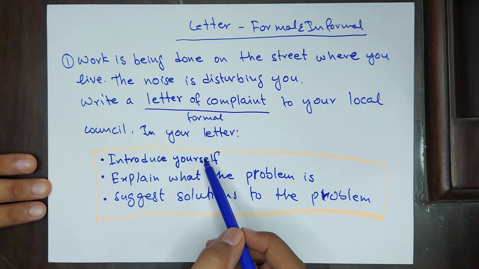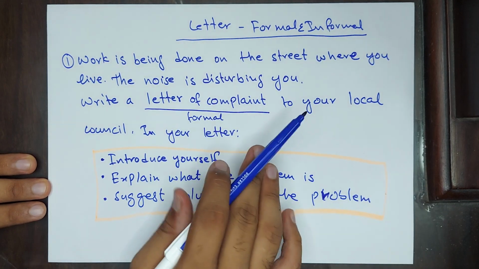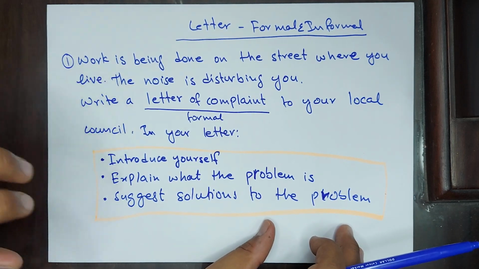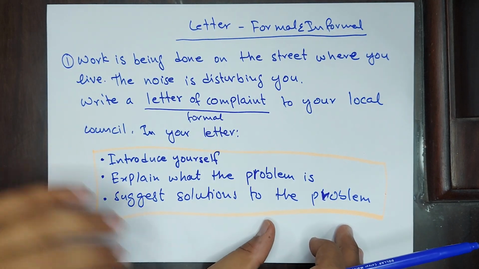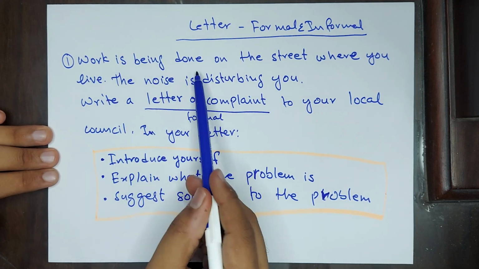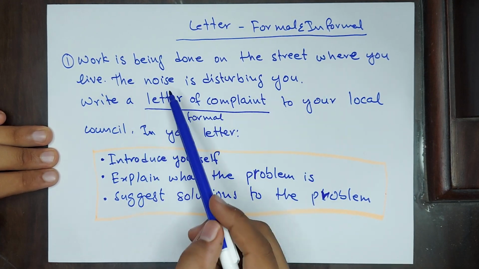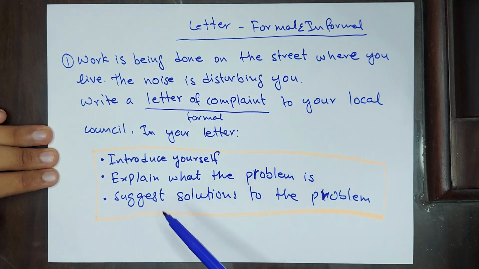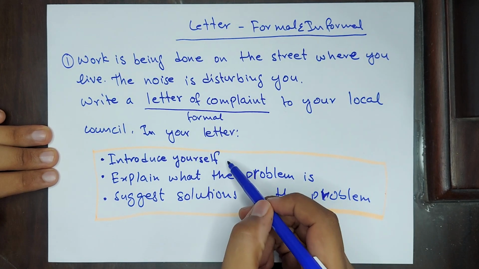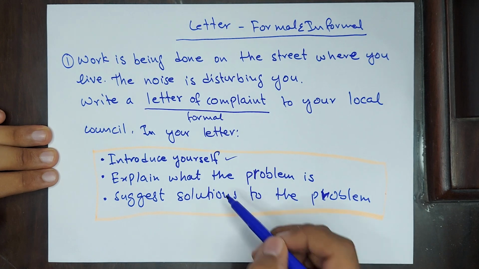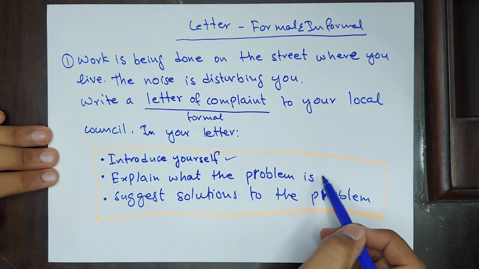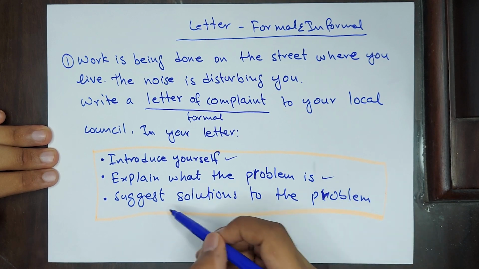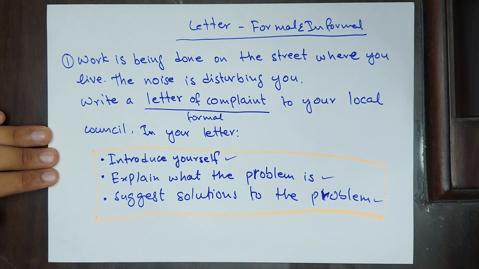The first paragraph of the letter is going to be where we talked about that earlier, that I'm writing to express my dissatisfaction about the work being done on the street where I live. The noise is disturbing me and I'm unable to focus on my task. So the second paragraph is where I talk about myself. The third paragraph, which is basically the second point, is I'll explain what the problem is. And the third one is where I suggest the solutions.